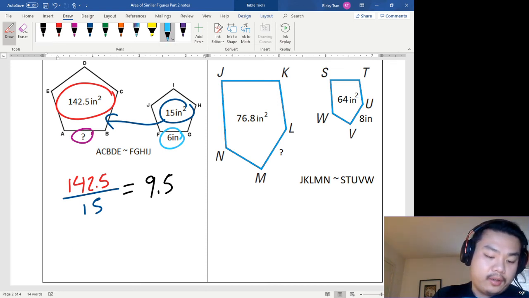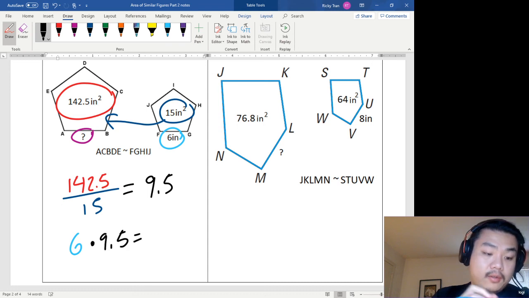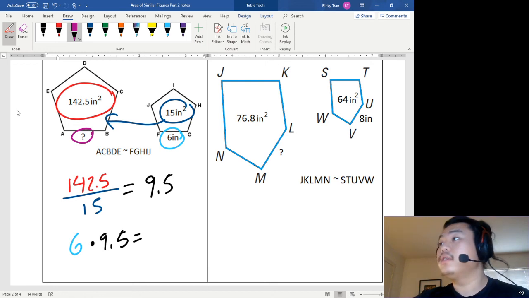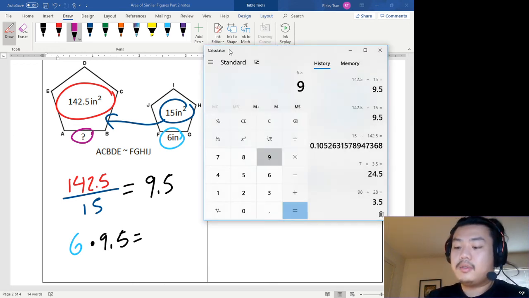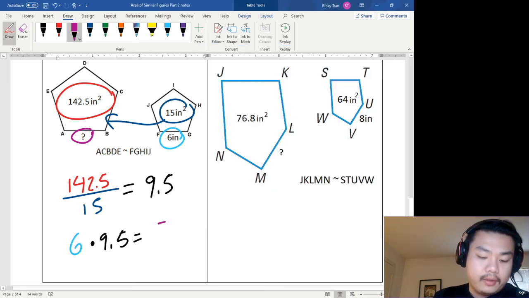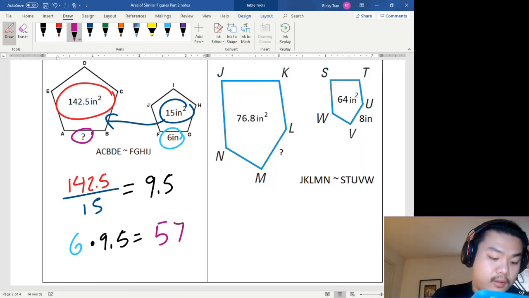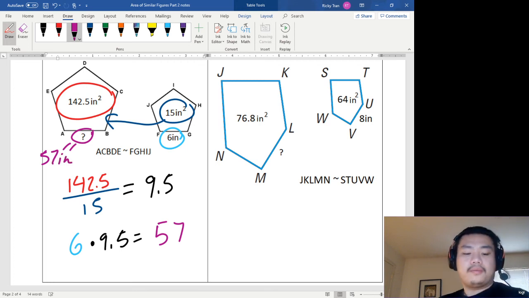So we take our side value, we multiply it by 9.5, and we get 6 times 9.5, 57. So the side length here is 57 inches.